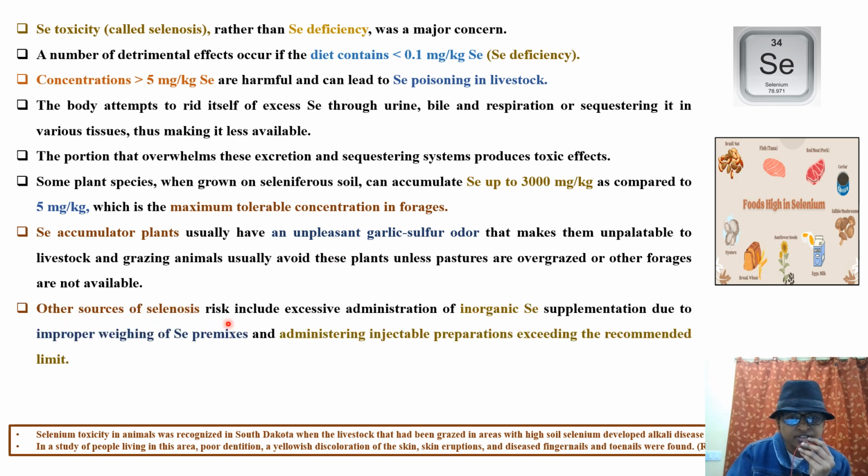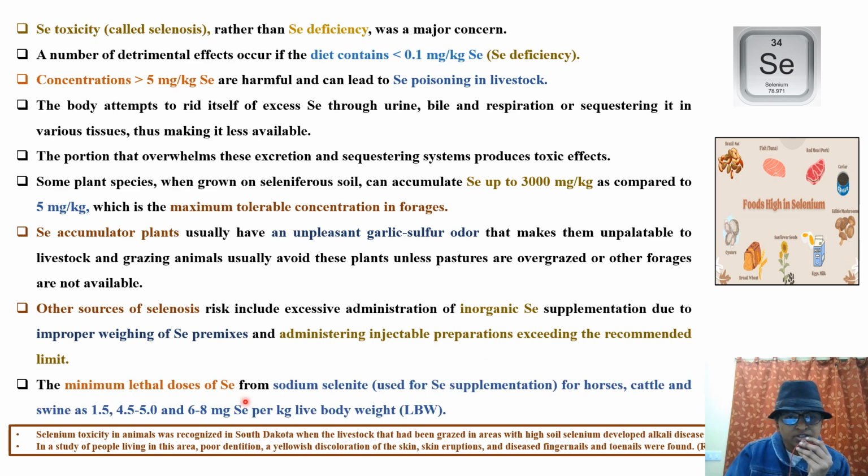Other sources of selenosis risk include excessive inorganic selenium supplementation due to improper weighing of selenium premixes. Those who are in the agriculture or dairy industry will understand that you need to prepare premixes for the diet needed for the cattle. If these premixes contain excess selenium, it also causes toxicity, as does administering or injecting selenium exceeding the recommended limit.